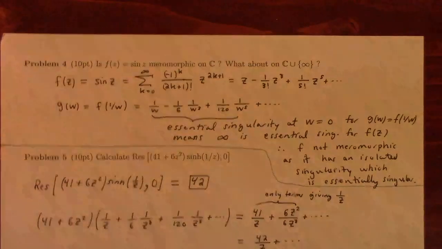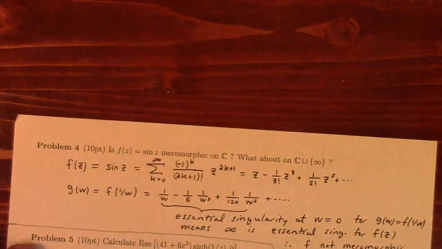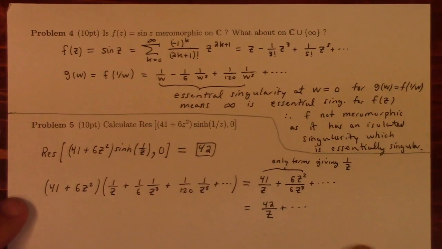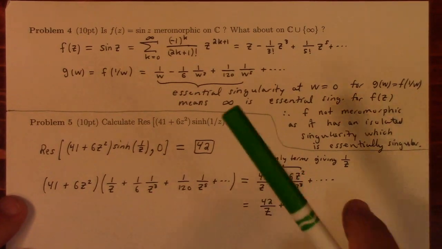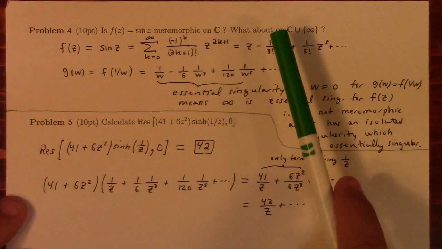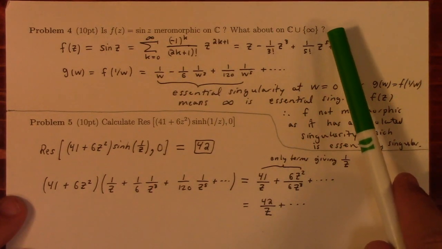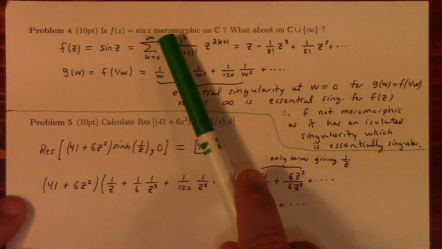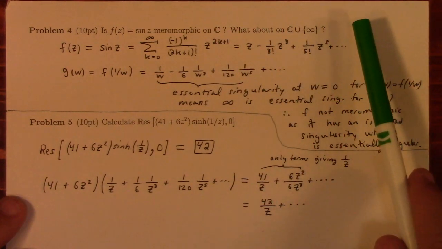So that was that. Now this one over here. Number 4. F of z equals sine z, meromorphic on C. What about, I forgot to answer the question here. What about C union infinity?